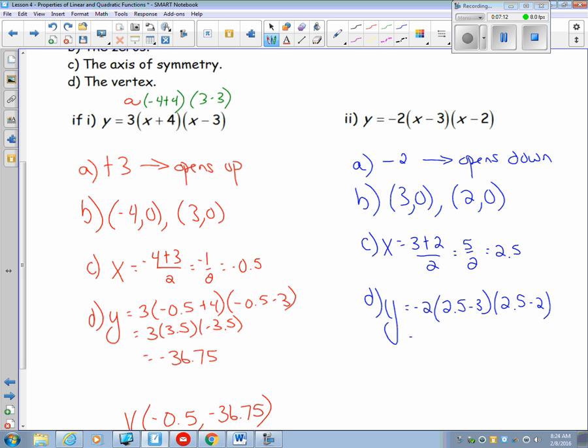Plug all these things in the right spots, do some math here. And that comes out to 0.5. So our vertex, I like to call it V, just so I know what I'm talking about here, is 2.5 and 0.5. Hopefully you guys got those ones okay.